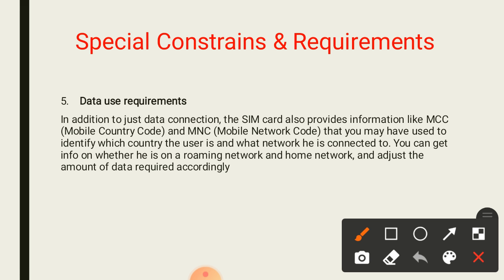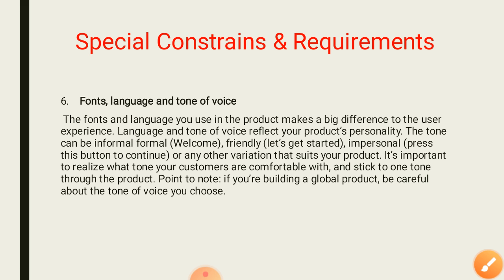Okay, data use requirement. In addition to just the data connection, the SIM card can also provide information like the mobile country code and mobile network code, which identify the country of the user and the network connection. You can get information from this if the user is roaming on the network. So the data use requirement is very essential, as it can give the data requirement at any time.